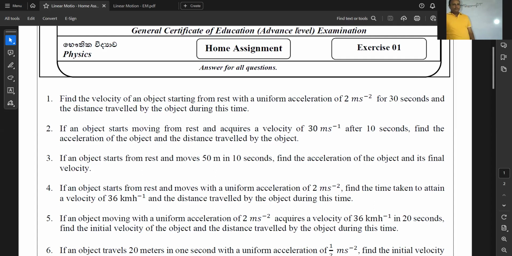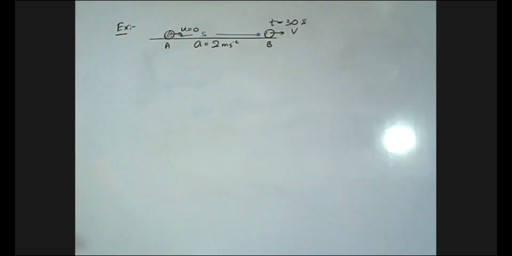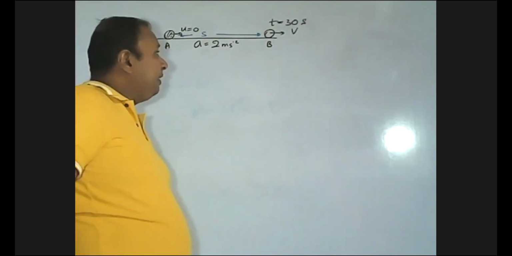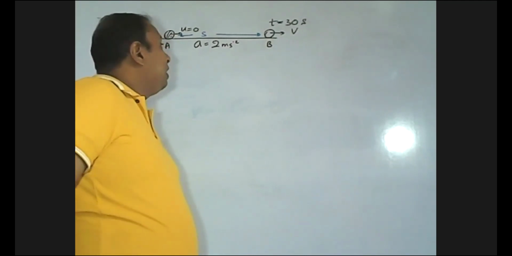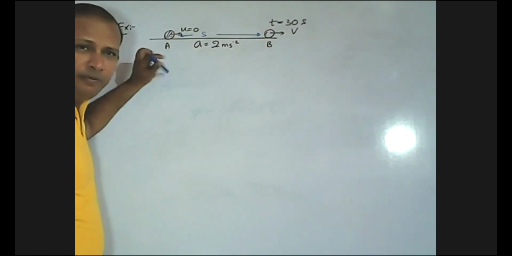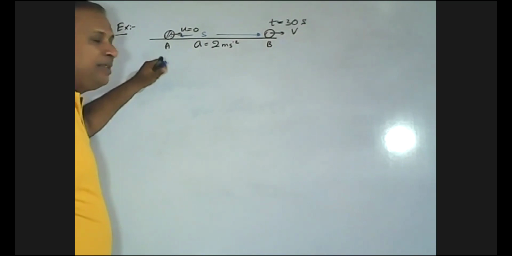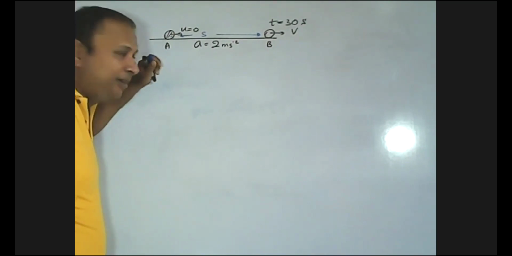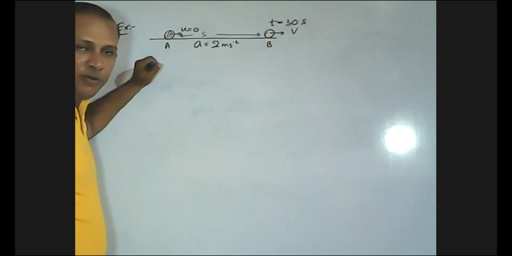The first question: find the velocity of an object starting from rest with a uniform acceleration of 2 ms minus 2 for 30 seconds. When we are doing a question like this, it is preferred to draw this kind of geometrical representation. Then it is easy to identify the actual scenario.